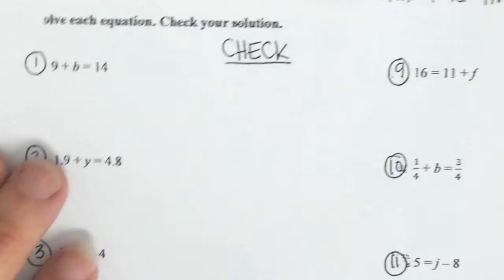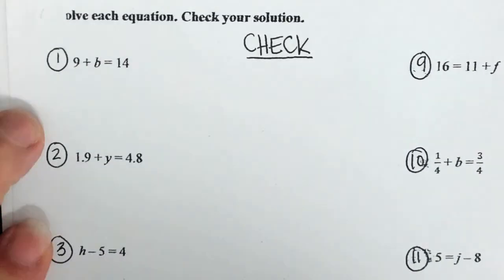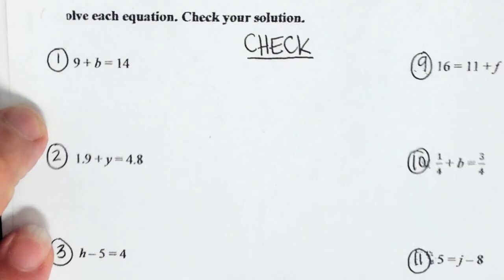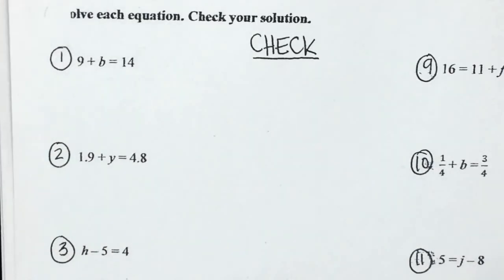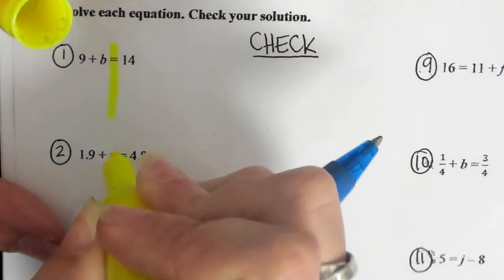Okay. Listen, let's go to the back. Don't even worry about the other ones. Just flip to the back. Bam. Okay, let's do number 1. Relax. Here we go. So we look at number 1. 9 plus b equals 14. Okay, I see my equal sign. What is my variable? B.